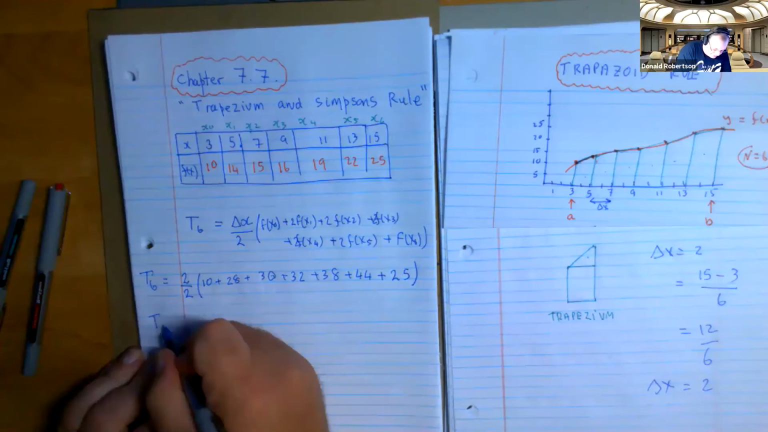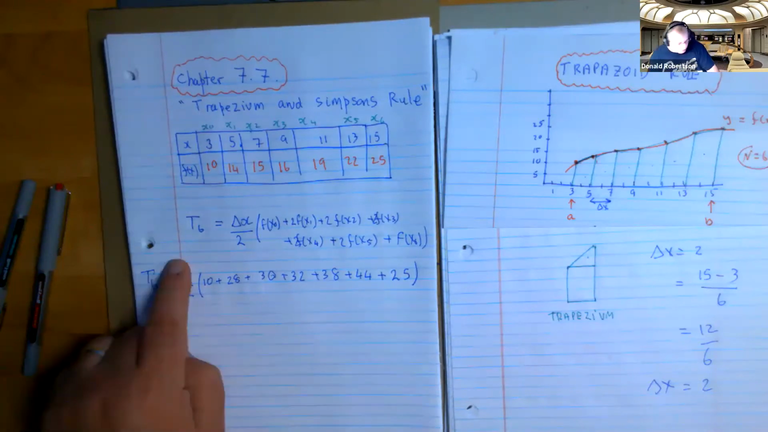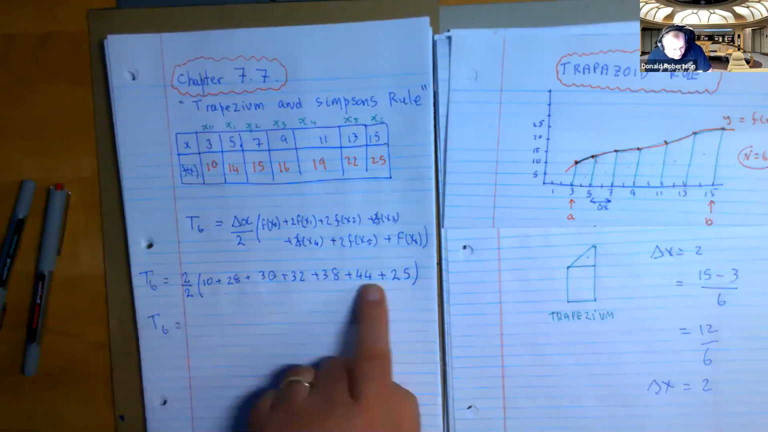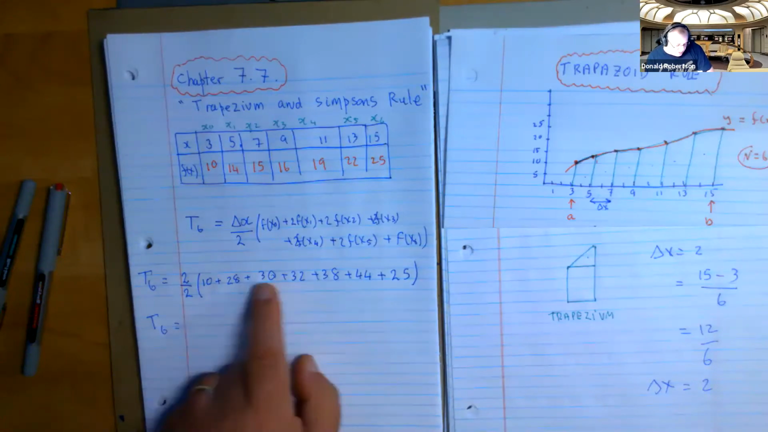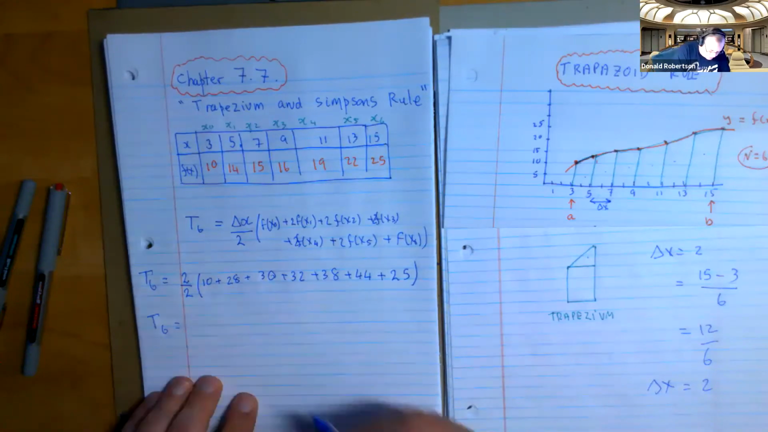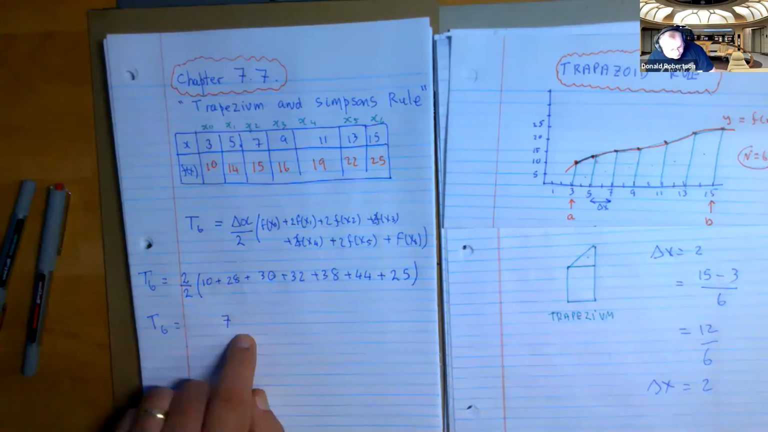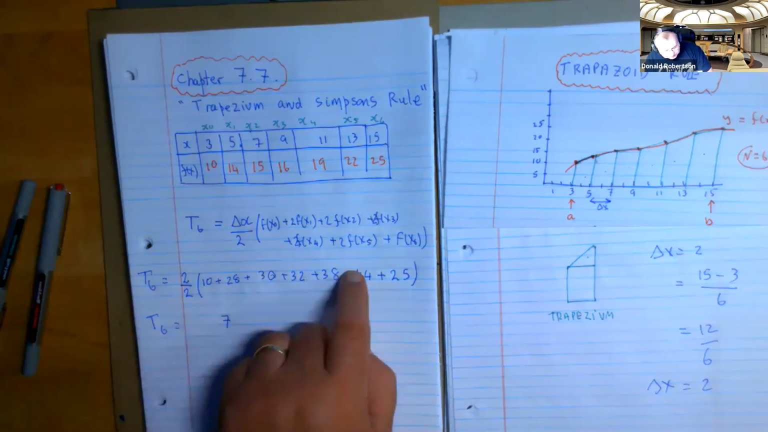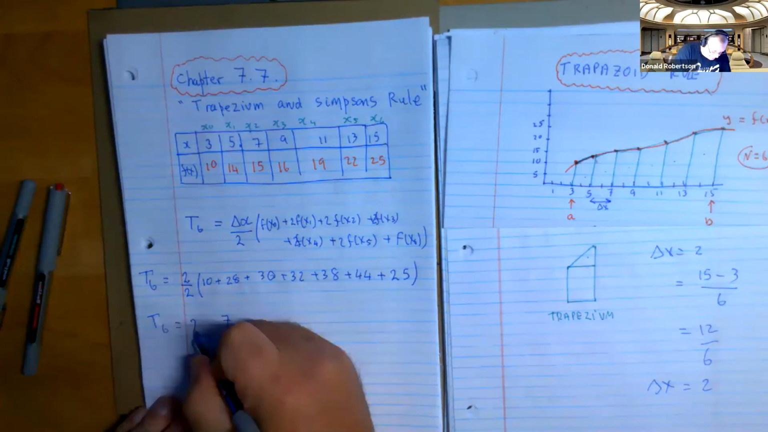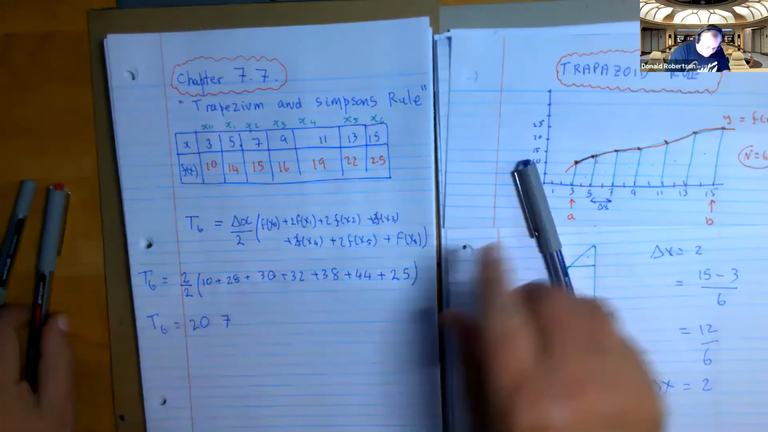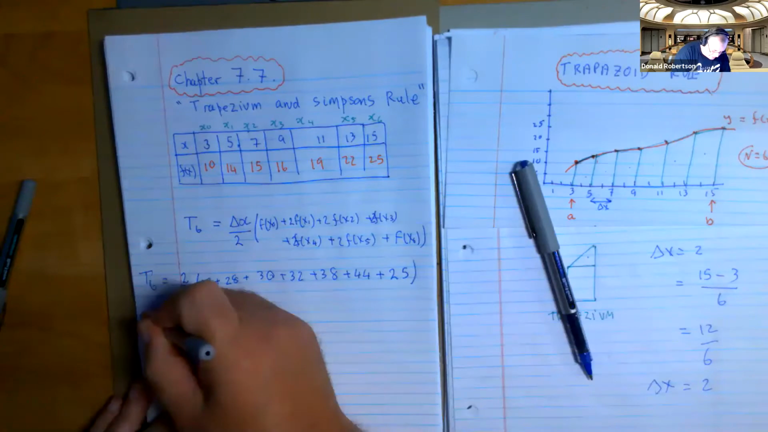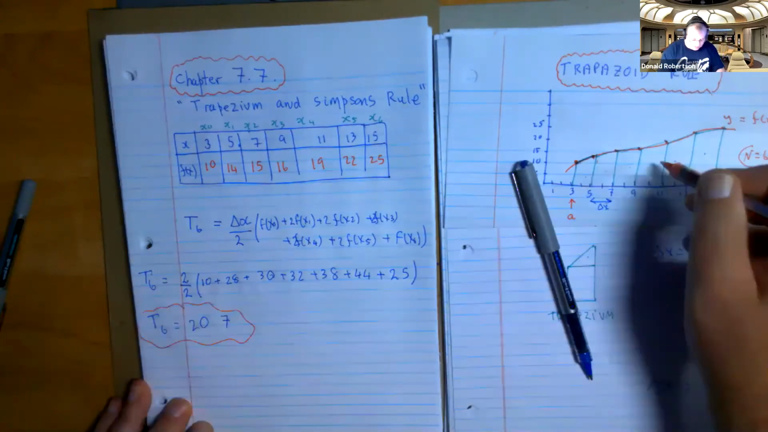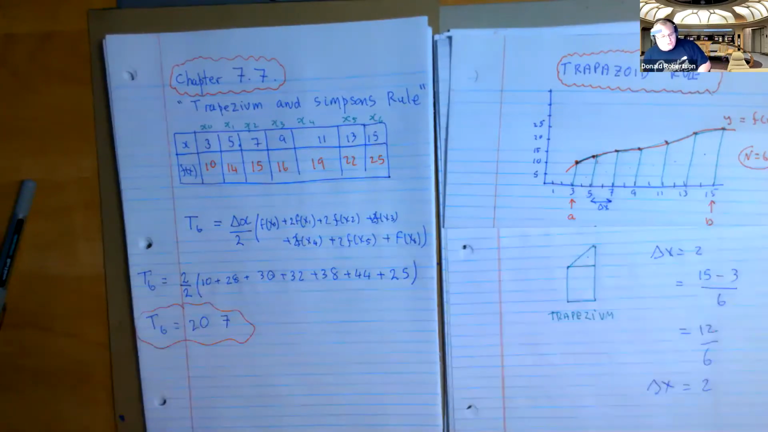And T6 then, well, that's easy because that's 1. So here goes 5, 9, 17, 19, 27. So we end with 7, 2, 3, 4, 5, 6, 7, 8, 9, 10, 11, 12, 13, 14, 15, 16, 17, 18, 19, 20. So our estimate for the area under this curve is 207.